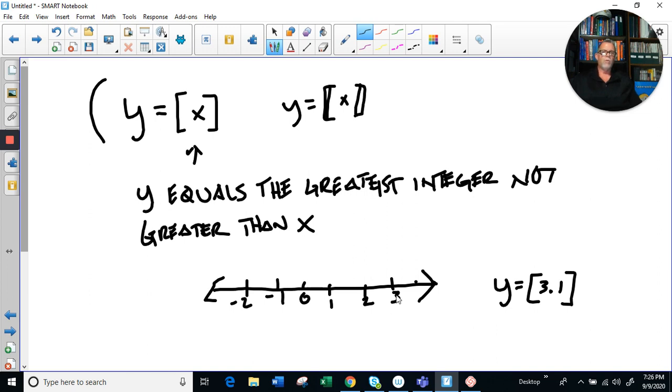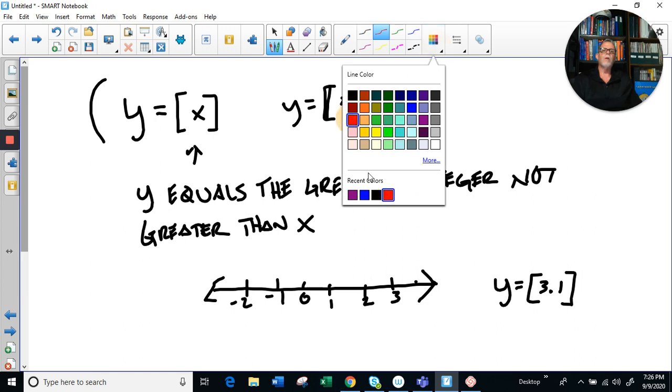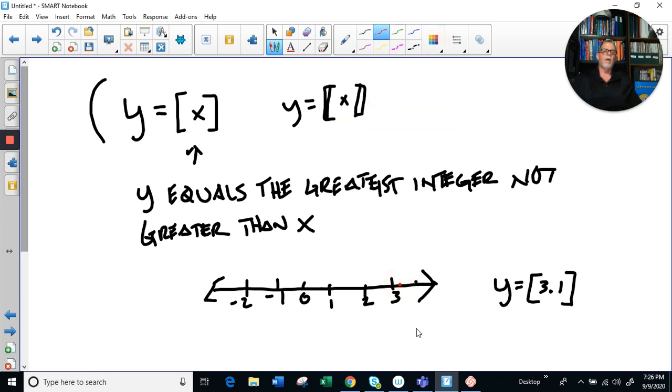Let's get another color so we can see it better. 3.1 is somewhere around here, right? It's past 3. What is the greatest integer not greater than it? It's the first integer to the left on the number line. So y equal to the greatest integer not greater than 3.1 means it's equal to 3.